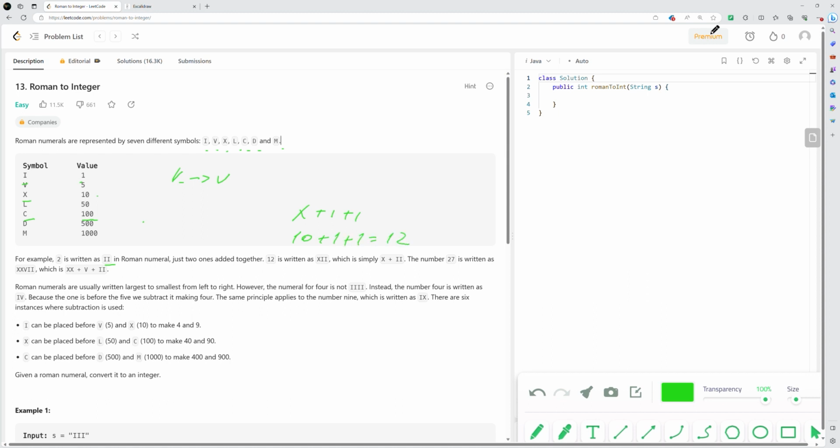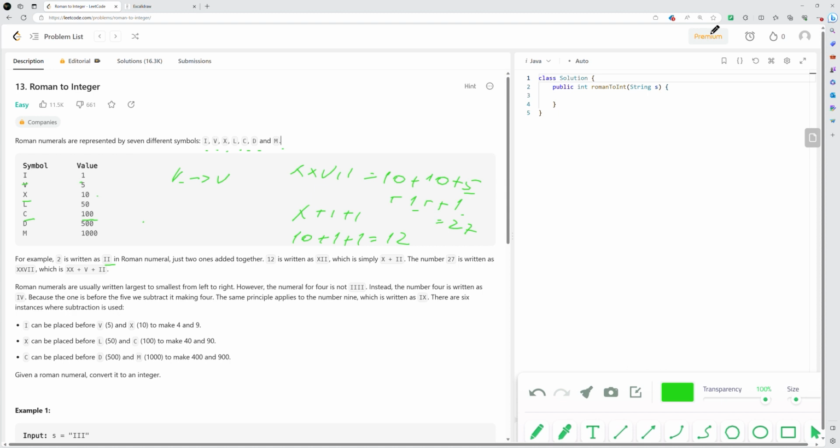Now, the number 27 can be written as XXVII, and we can split it in the same way. We have two X's, which is 10 plus 10, and V has the value of 5, and then we have 1 and 1 again. So this is 20, and then with 5, 25, 26, 27. So the result will be 27.